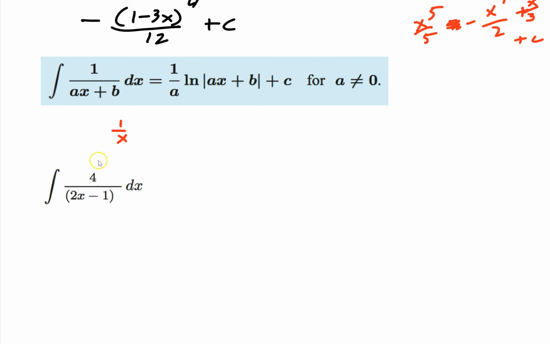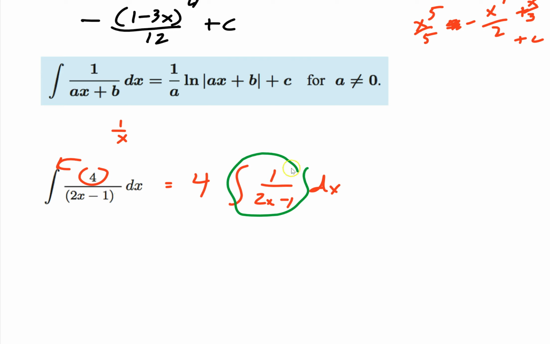Now, first thing I'm going to do, I don't like having the 4 in here because it messes me up. I'm going to pull that out. Remember, it's a constant, you pull it out. So this is the same thing as 4 integral 1 over 2x minus 1 dx. Now I can do the reverse chain rule. We're going to integrate the outside. So there's a 4 still. Natural log of, leave the inside alone. Then times by the reciprocal of the inside, or divide by the derivative of the inside.